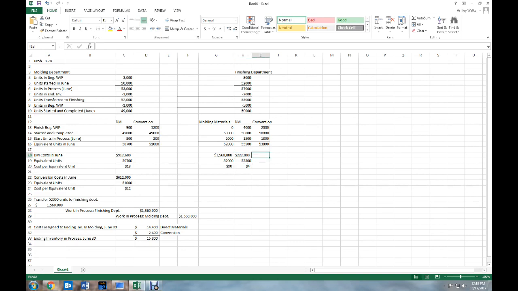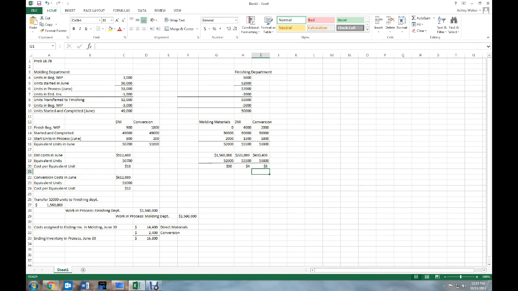Now conversion. Back to our table. Conversion costs incurred in June in the finishing department, $430,400. We had 53,800 equivalent units. Divide them out. $8 per unit. So now we've determined the cost per equivalent unit of input resource for the finishing department.